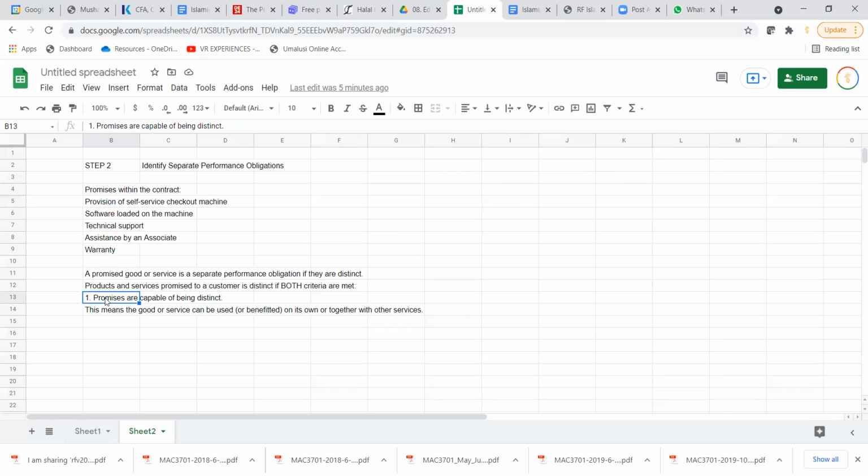If you can enjoy the benefits separately, if you can acquire something separately, so I can buy the checkout machine separately, I can buy the software separately. If something is sold separately, it implies it is capable of being distinct, meaning it can be used on its own or it can be used with other services. Okay, so that's important to understand.